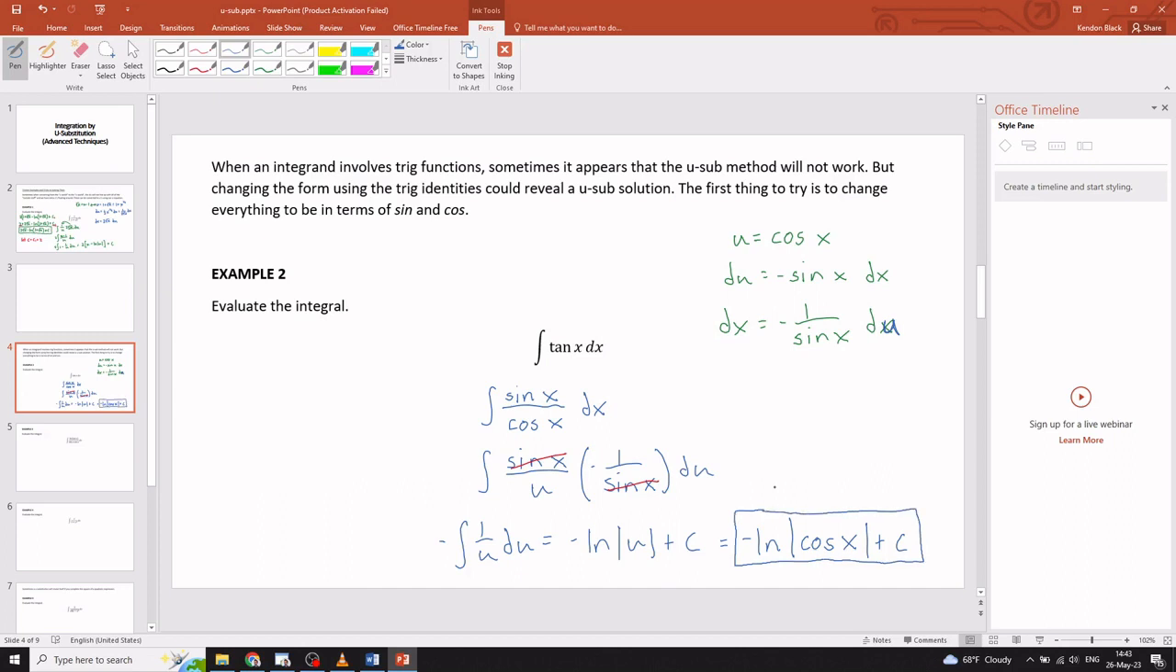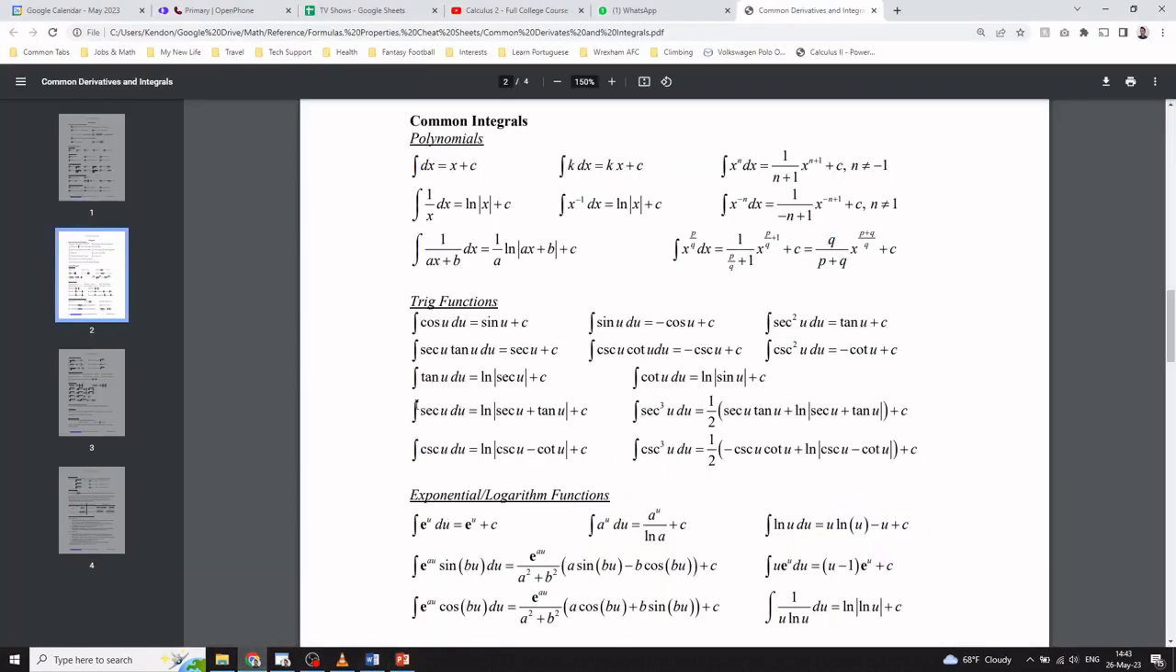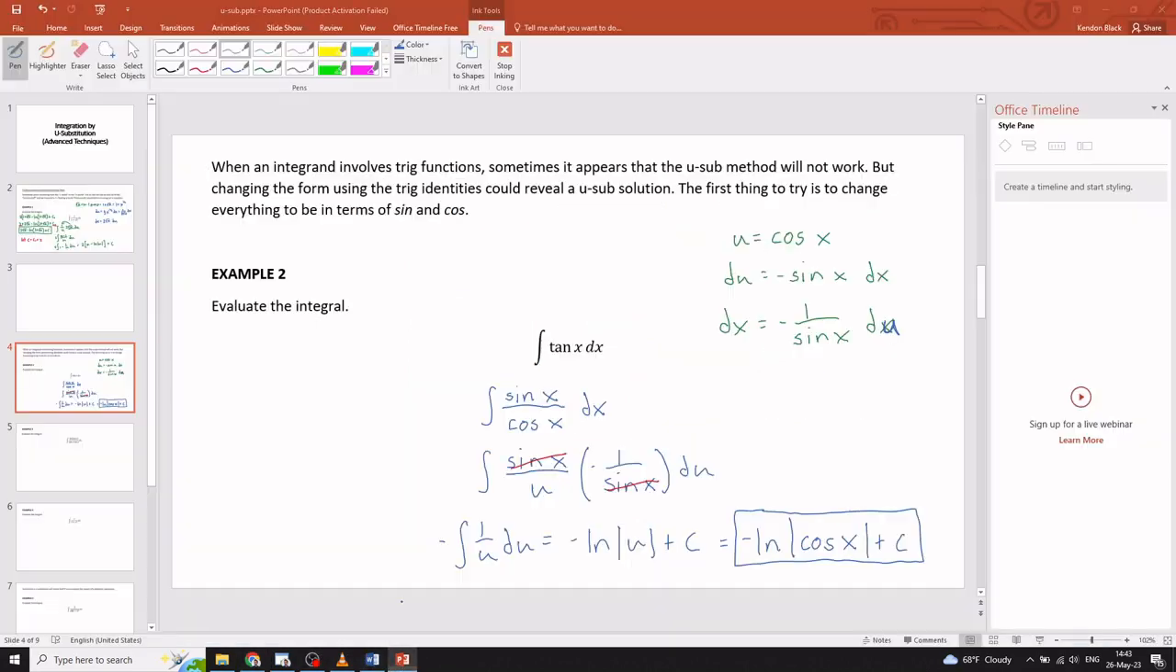Now that didn't quite match what they gave us in the integration table, did it? Let's see. The integral of tan u, so they have no negative sign, and they have secant u inside the absolute value bars. Now I'm pretty sure that's going to be the same answer. But the question is why?